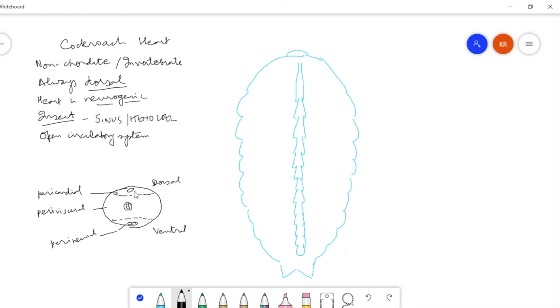And we have mentioned that the heart is dorsal in position. So here we are showing the heart. So this is the heart. The heart in cockroach is mid dorsal. It is in this pericardial sinus. It is long, it has 13 chambers, and it is contractile.